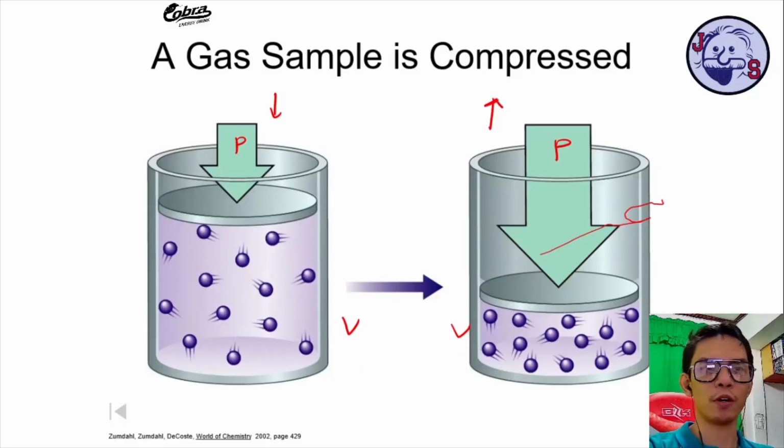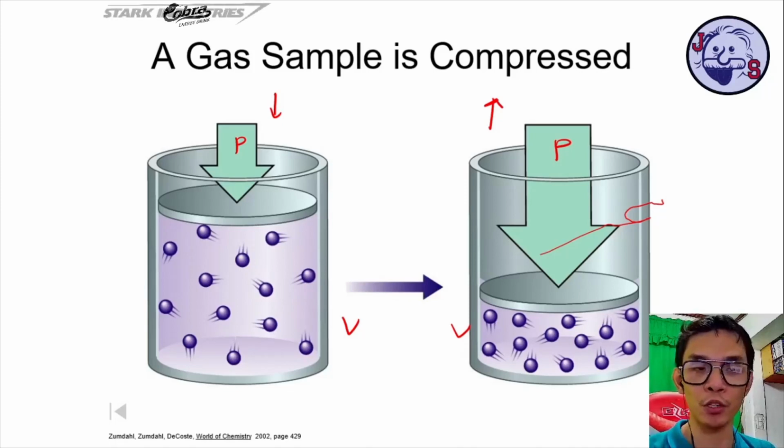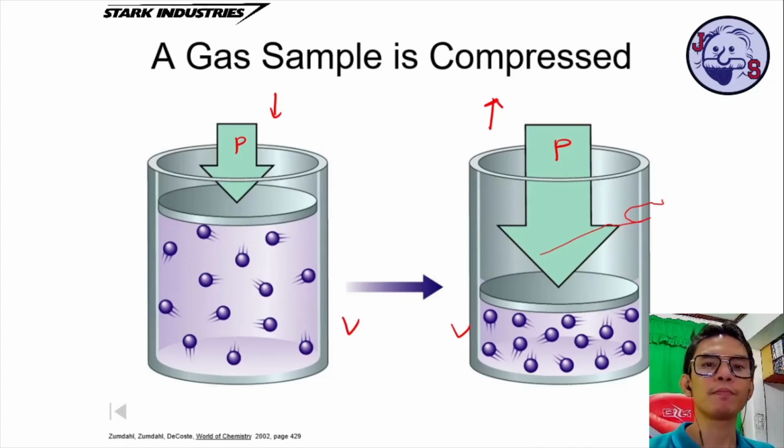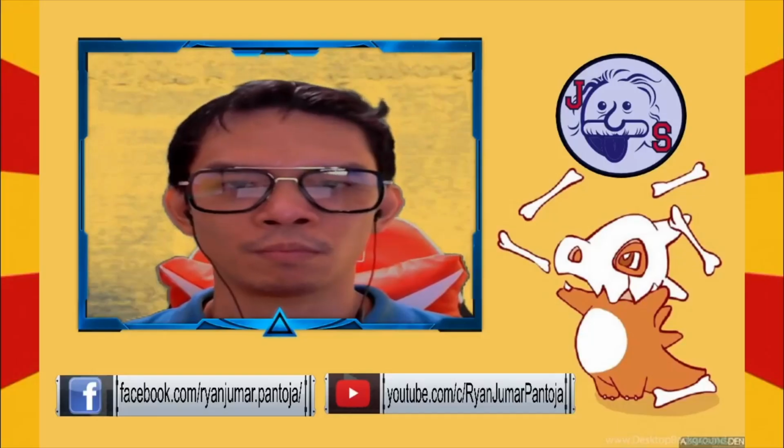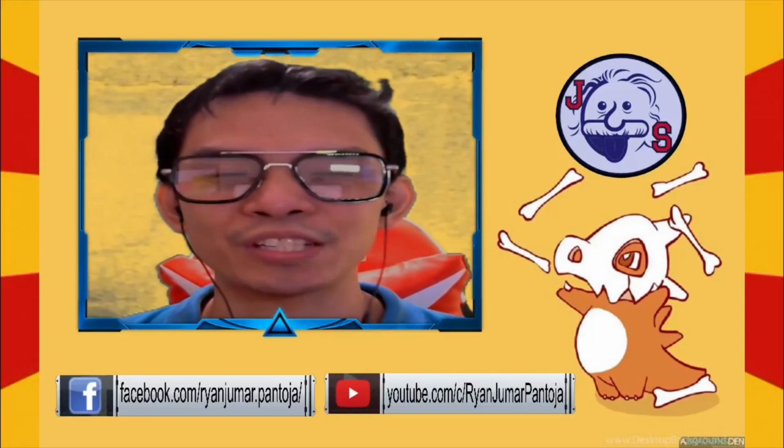Again, there are four measurable properties of gas that we will use in the gas laws. These are the following. Number 1, volume. Number 2, pressure. Number 3, amount of gas. And finally, temperature. And that ends our topic for this video lesson.